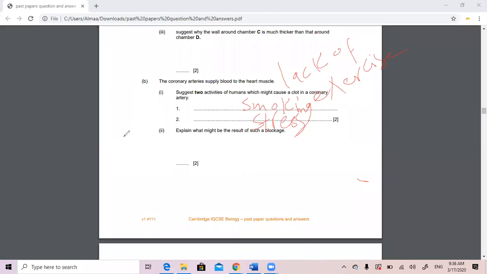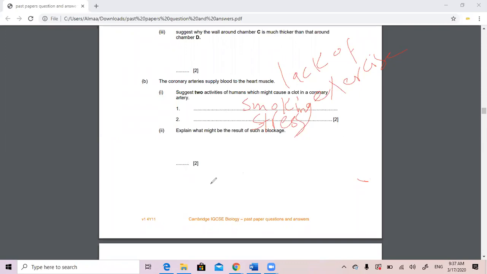Mariam, why? I think because of many layers of fatty substances or cholesterol depositing on the wall of the coronary artery. Excellent, Mariam. So that is a reason.